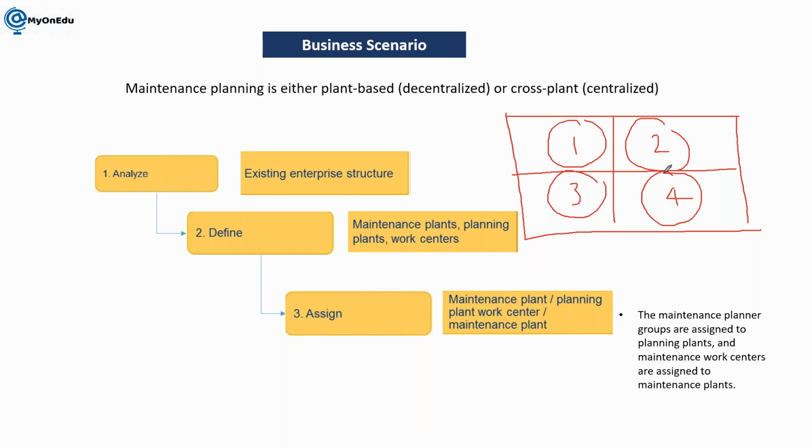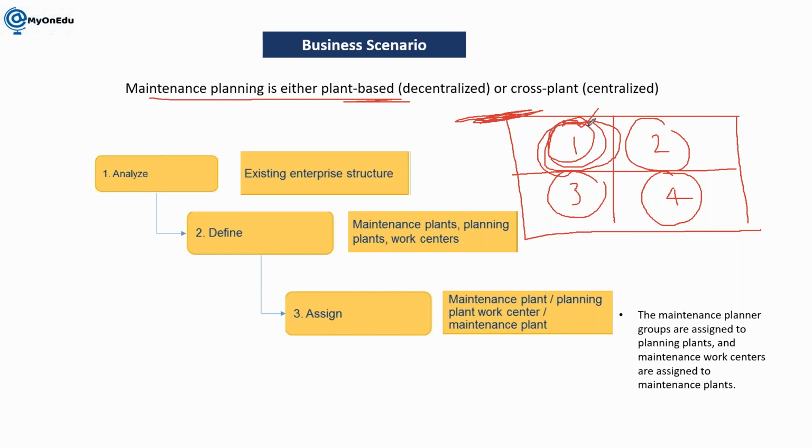So whatever maintenance is required in a particular plant, say in Delhi, the planner team who is responsible to plan the maintenance is sitting in the same place. Let's say they are sitting in Delhi and they are giving the complete plan of maintenance to the plant maintenance team, so they are doing this maintenance here in Delhi itself. So planner and the actual maintenance team are in the same plant. This means it's decentralized, where maintenance planning is plant based.